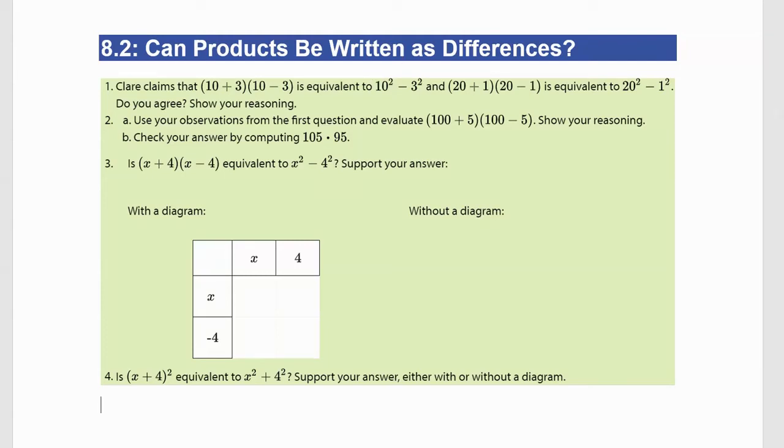All right, so we got Unit 7, Lesson 8, Rewriting Quadratic Expressions in Factored Form, Part 3. So we start off with asking, can products, again, product in terms of math is multiplication, be written as differences, basically subtraction, right? So let's find out. Claire basically asks, can 10 plus 3 times 10 minus 7 be equivalent to just saying 10 squared minus 3 squared? She also asks about 20 plus 1 times 20 minus 1 being the same as just 20 squared minus 1 squared. All right, so I will do the first one, and it's up to you to do the second one.